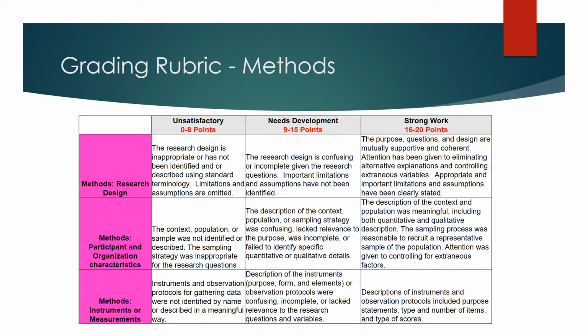The next section pertains to participant and organization characteristics. So what I mean by that is the description of the context and population was meaningful, including both quantitative and qualitative description. So for this portion, I'm looking for you to describe a bit of the scenario to me. So the description of the context, so the context of the scenario, and the population is essentially your organization of Sedona. Your sample may be a little bit different depending on which issues you decided to address.